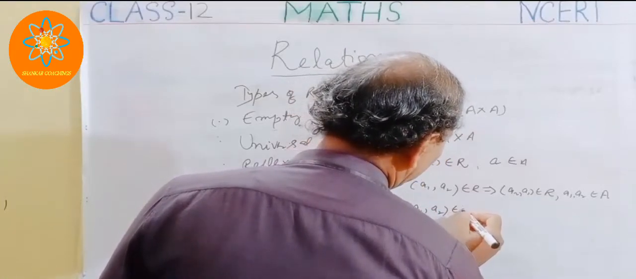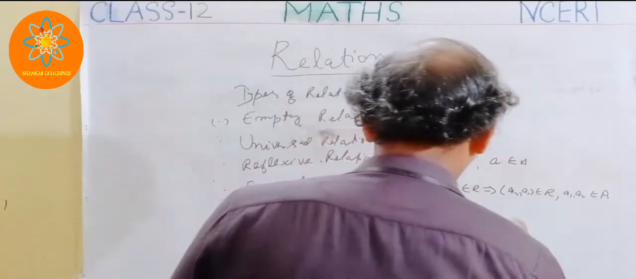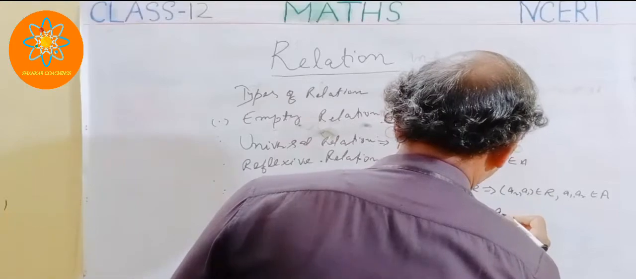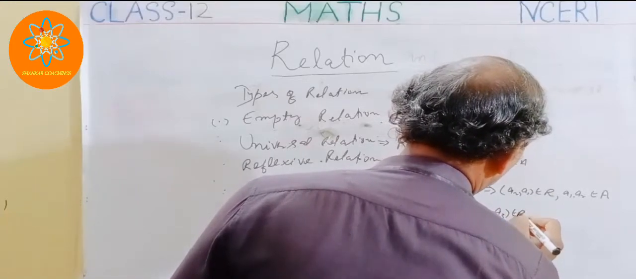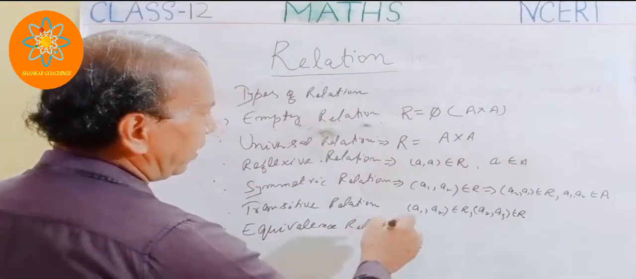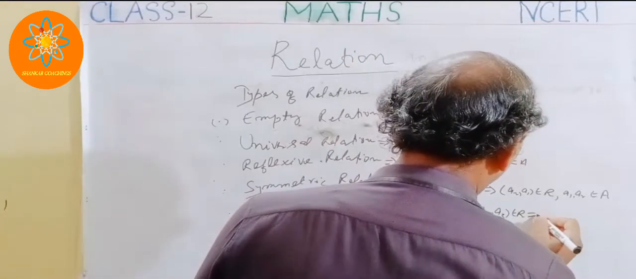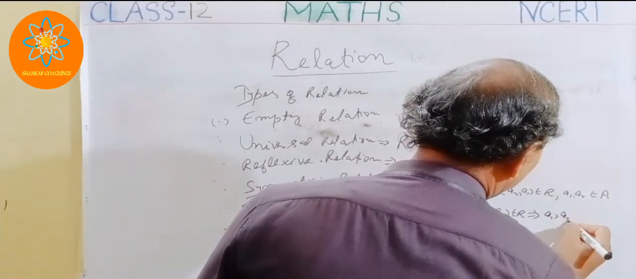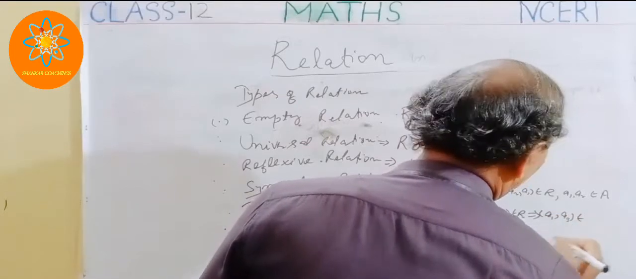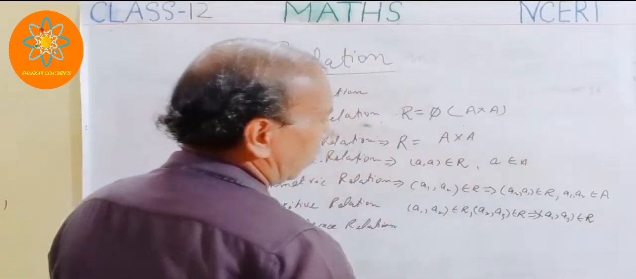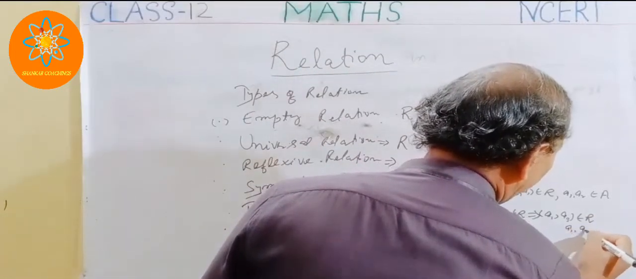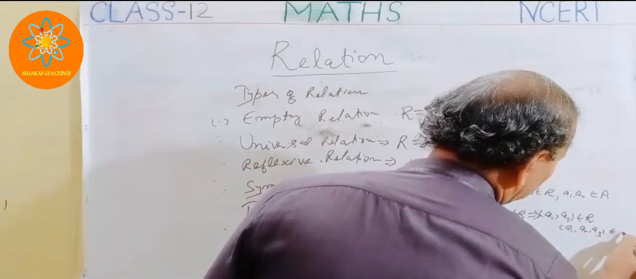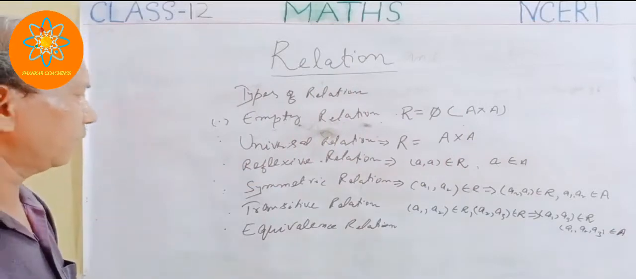these two are in the relation R, and (A2, A3) is also a member of this relation. This implies that (A1, A3) is also in the relation R, where these A1, A2 and A3 must be members of your set A. So that is the transitive relation.